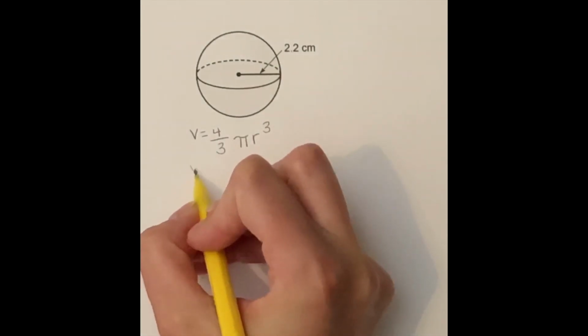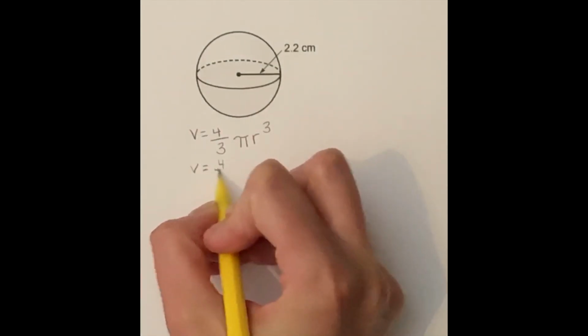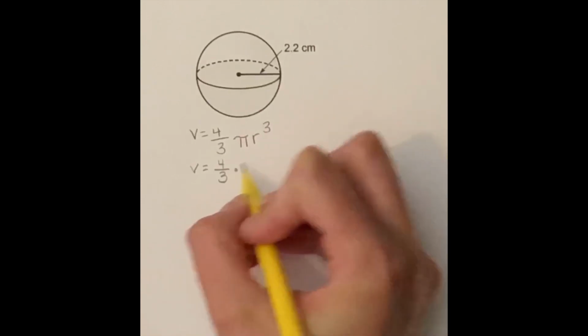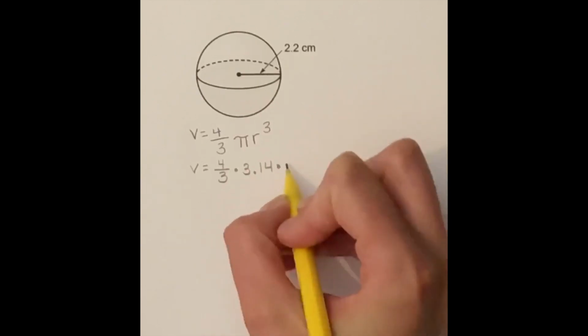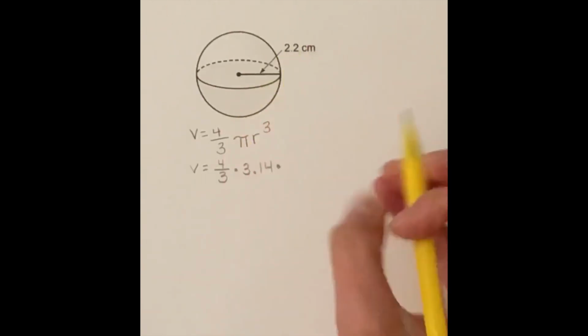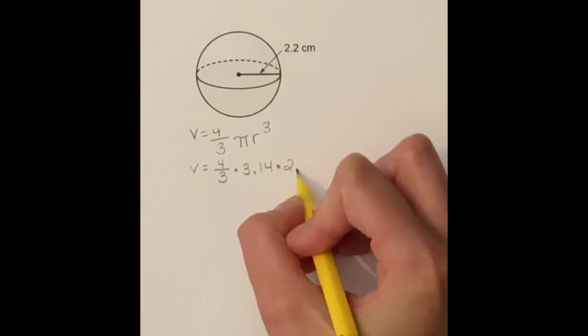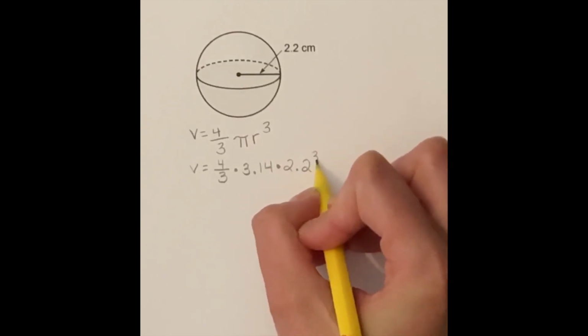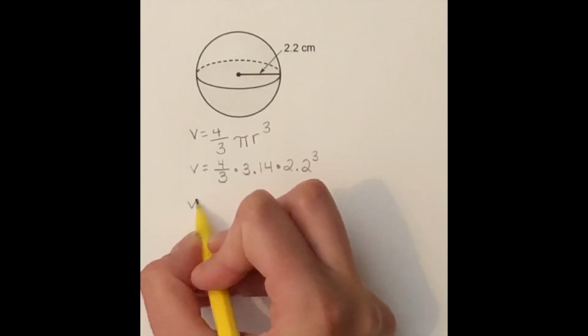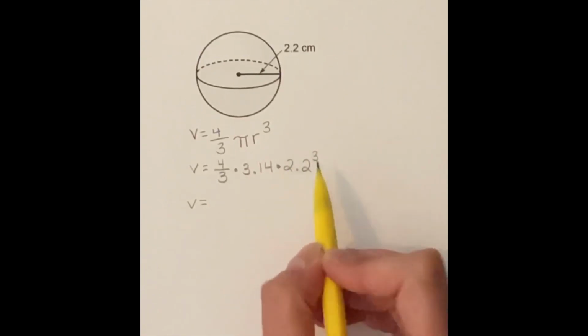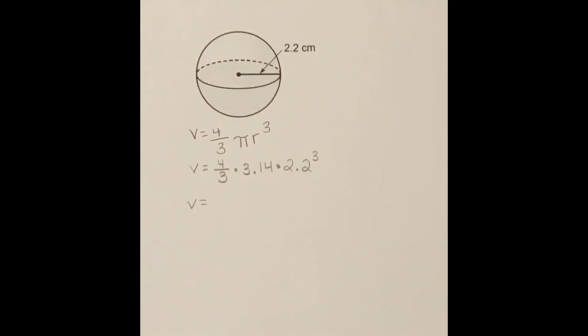So I'm going to go ahead and copy down 4/3. Again, I'm always going to use 3.14 for pi unless I'm told otherwise. And my radius in my picture is 2.2. So I'm going to go ahead and times that by 2.2 cubed. So in my calculator, I'm going to go ahead and cube the 2.2 first. Now what's important to be mindful of is we don't want to do any rounding yet. So we only want to round when we get to our final step, our final answer.